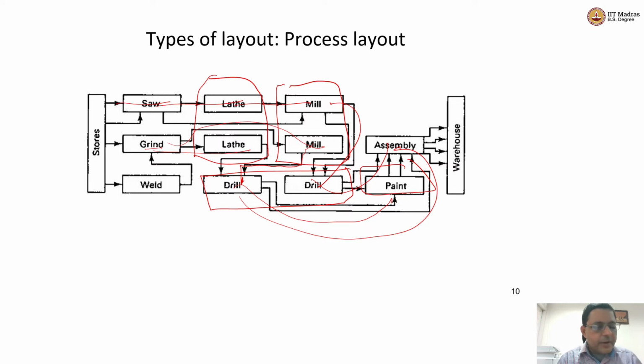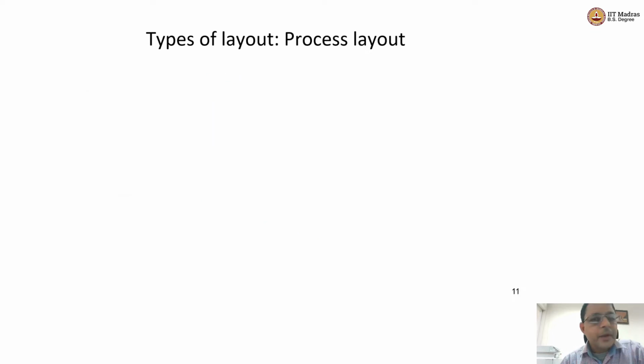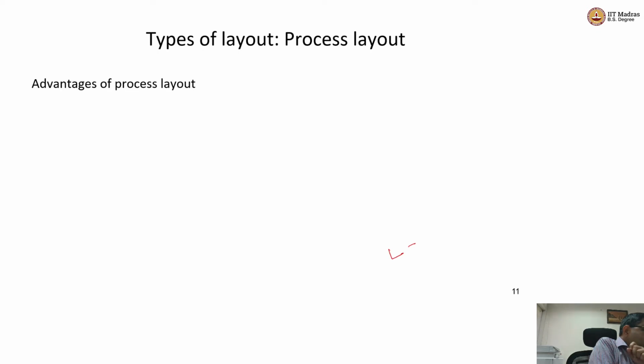Okay, let me summarize the process layout by listing out the advantages and disadvantages. So what are the advantages of process layout? The biggest advantage of process layout is utilization. Now remember, in the product layout we said, if a product requires a lathe machine, a milling machine, a drilling machine, a sawing machine, a milling machine and a paint shop, we will have to invest in 2 milling machines because the sequence of operations requires 2 milling operations.